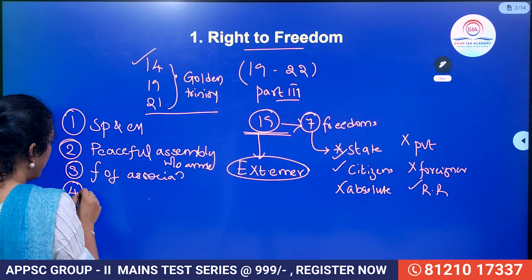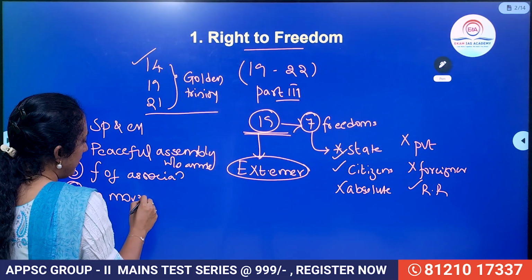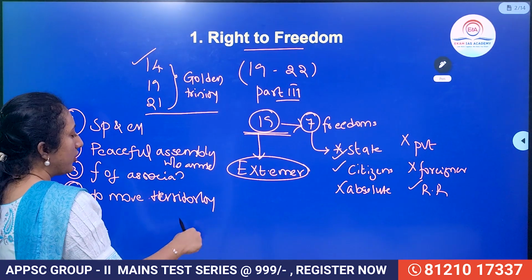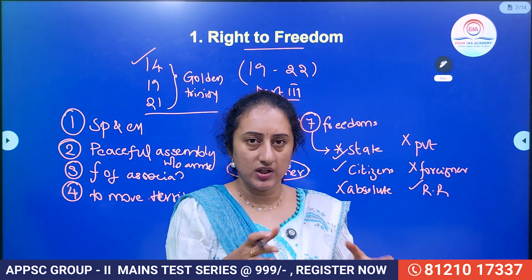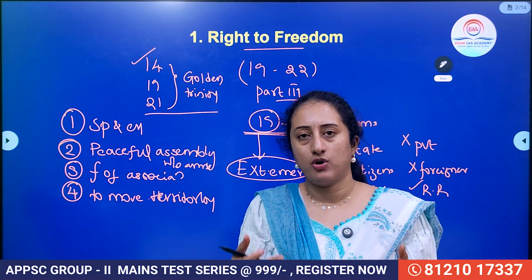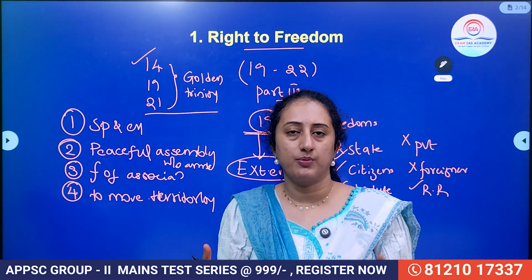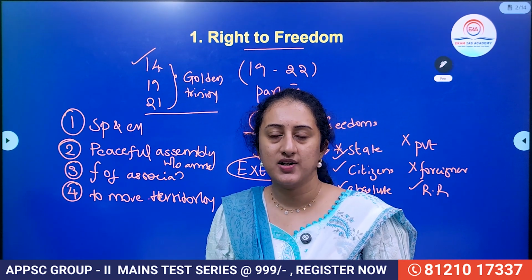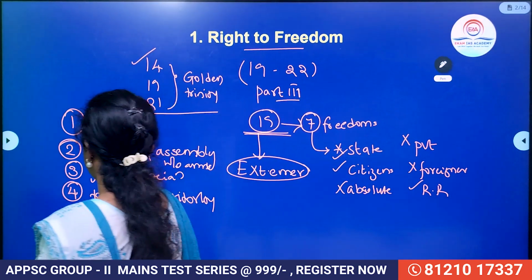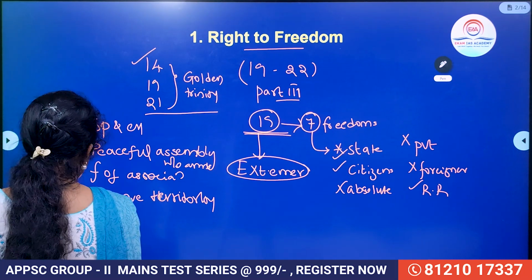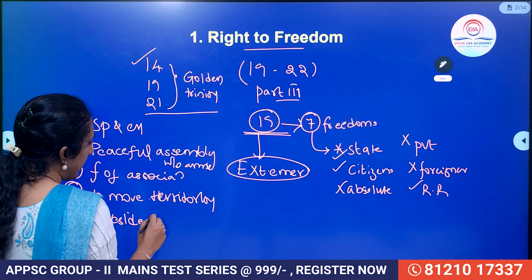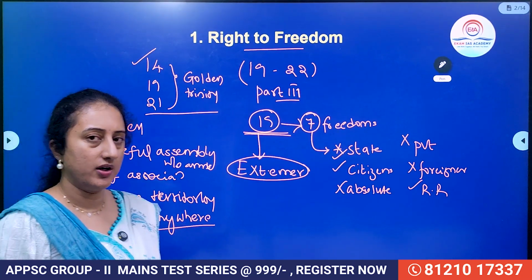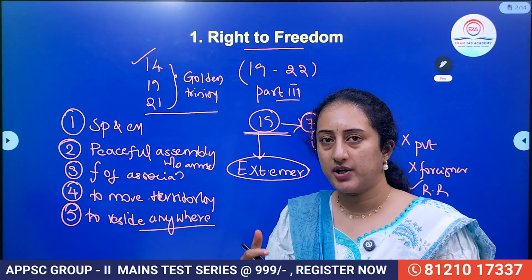Then freedom to move in the territory of India. Under Article 19, the freedom to move is within India. If you want to go abroad, whatever freedom you enjoy in going abroad is part of Article 21, the right to life, and there is an important case, the Maneka Gandhi case, in that regard. Then we have freedom to reside anywhere. Anywhere doesn't mean you can go and reside in a tribal area or a restricted area. That is also restricted. Reasonable restrictions will apply to everyone.